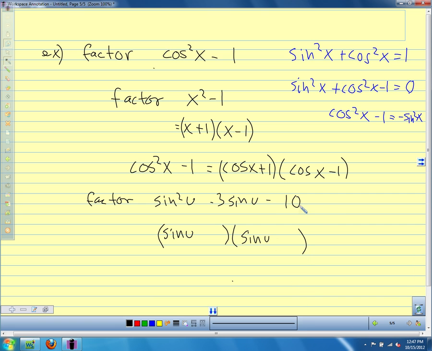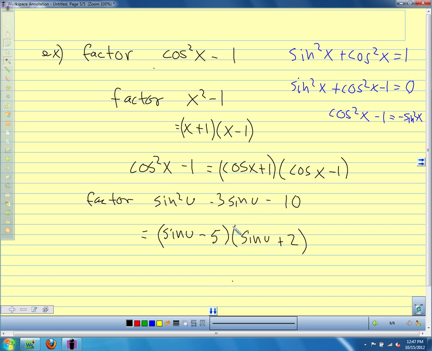I need two numbers that multiply to negative 10 and add to negative 3. Negative 5 and 2. So we have a negative 5, and did we get our signs right? Negative 5 and plus 2. And that's how we can factor this expression. So we factor it just as if, rather than the sine squared, we just had an x.